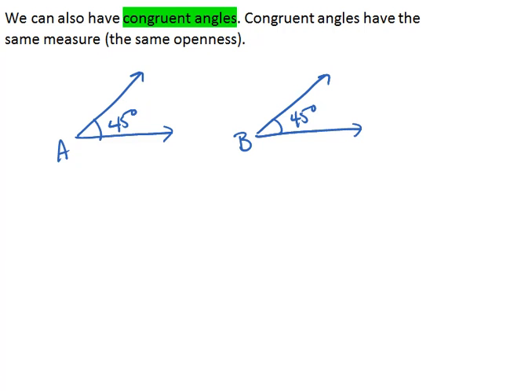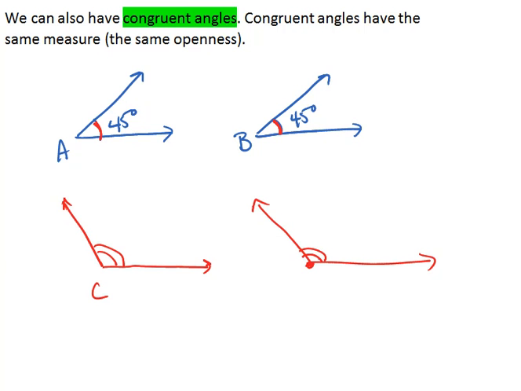Now notice how I use the same single arc for angles A and B. This is how we indicate that angles are congruent. So let's use another two angles. Angle C and angle D. Here we'll use a double arc to show that angles C and D are congruent. And we'll say that both of them have a measure of 110 degrees.